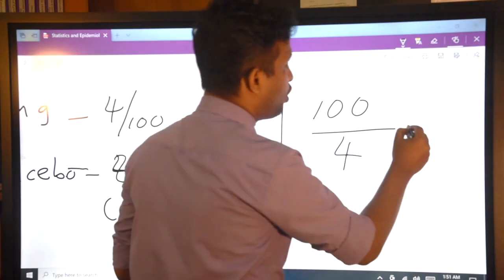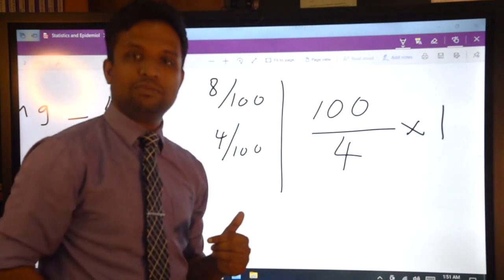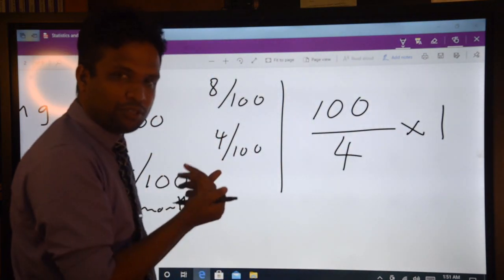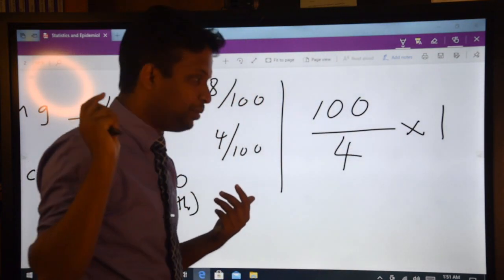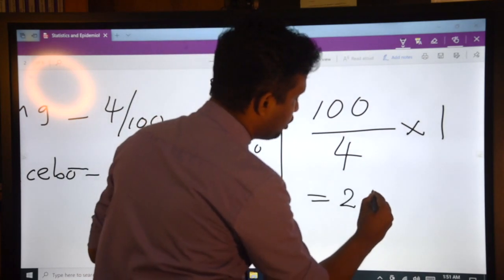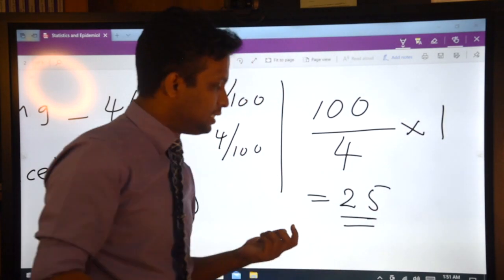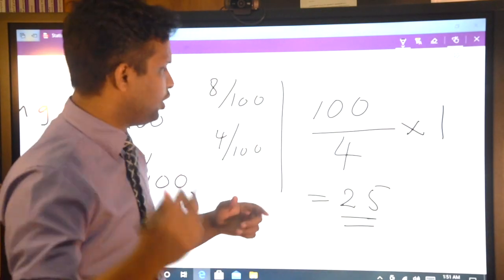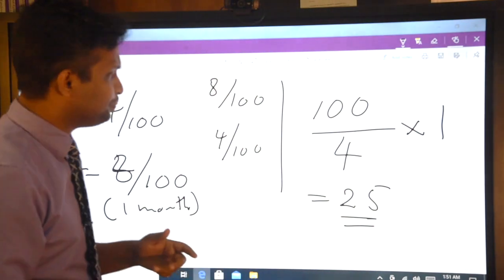So for 1 individual, how many of them do you need to treat? This 4 came from 8 minus 4, because the extra survival is for 4 patients. So this equals 25. So you can easily understand that in order to save 1, you need to treat 25 individuals. So let's go back to the MCQ.